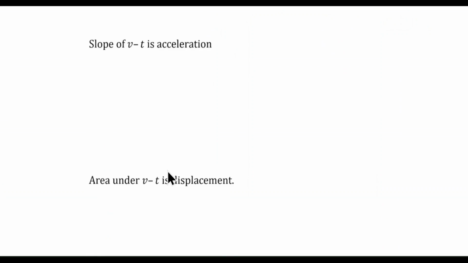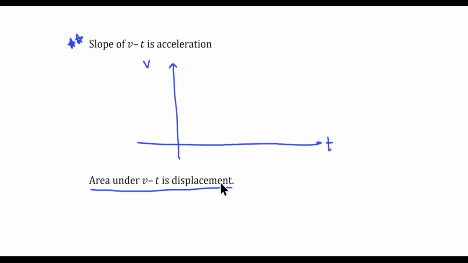Okay, v versus t graph. The slope is acceleration. This is one of the most important graphs in all of these because it gives us two attributes. As you can see here, area under v versus t also gives displacement. Remember, this area is sign sensitive. Okay, I will talk about both now.